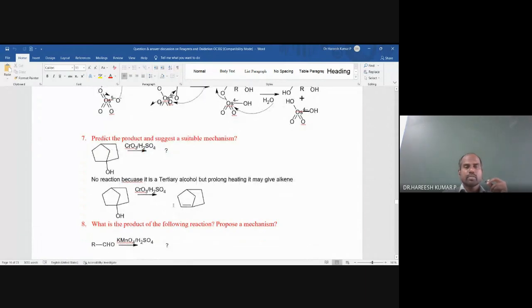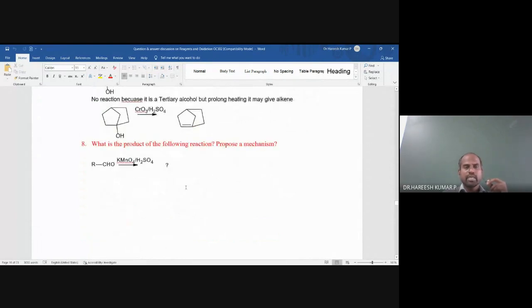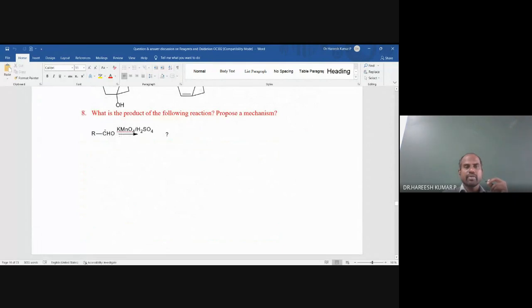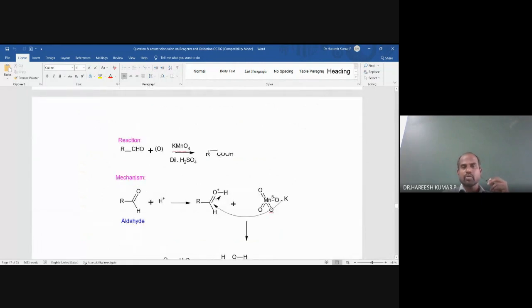Then what is the product of the following reaction? Propose a mechanism. So here an aldehyde, when it is treated with KMnO4, more particularly H plus condition, acidified potassium permanganate, what will happen? An aldehyde is converted into carboxylic acid, RCOOH.